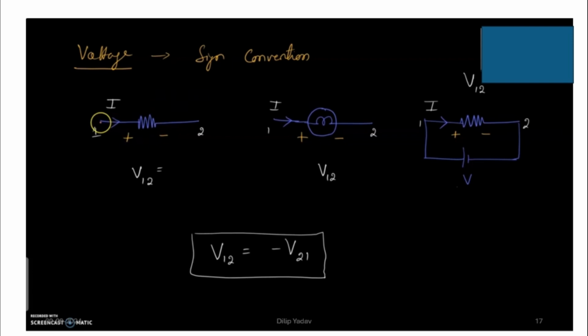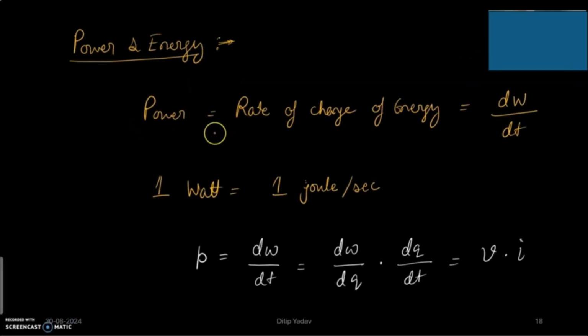This V12 is equal to V12. What is the difference between these? This is the representation. That means, for example, if I take this as negative and this as positive, or the other way around, it is a matter of reference. If we change the direction, the current direction will be reversed. This is simple.